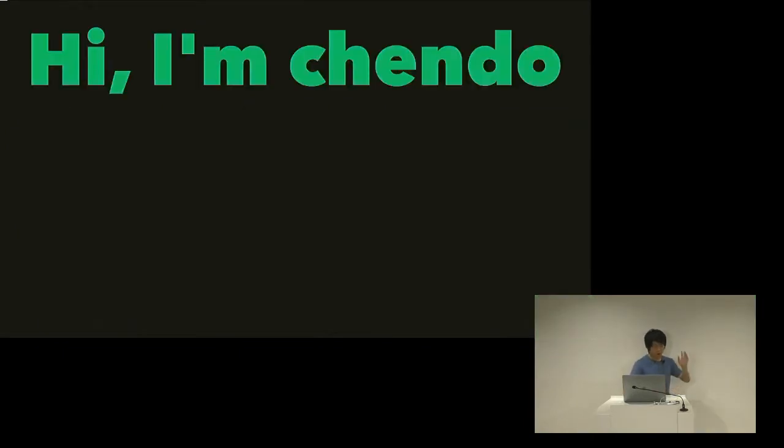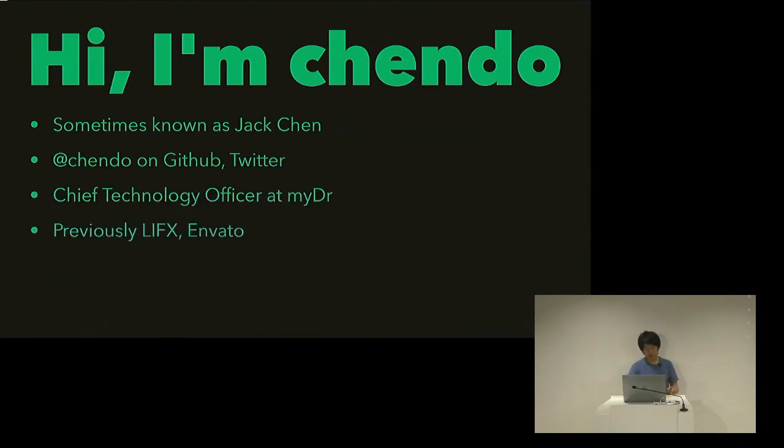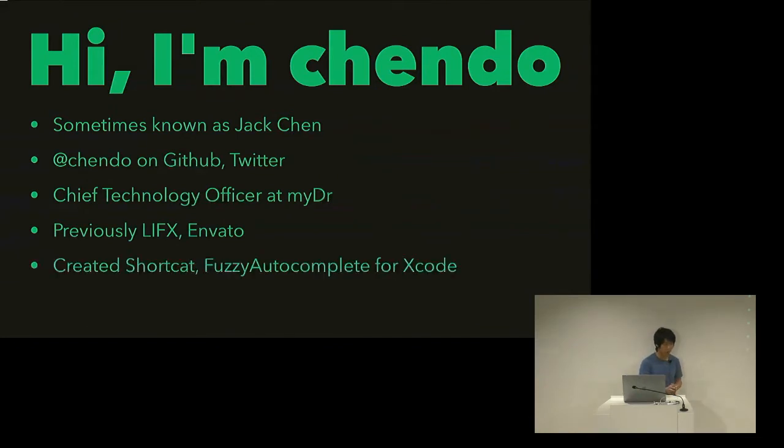So hi, I'm Chendo, sometimes known by my real name, Jack Chen, but people know me by that, so it's just what I call myself now. You can find me on GitHub and Twitter under @Chendo. I am the CTO at My Doctor, and I previously worked at LifeX and Envato here in Melbourne, and I also created Shortcat and the Fuzzy Autocomplete plugin for Xcode.